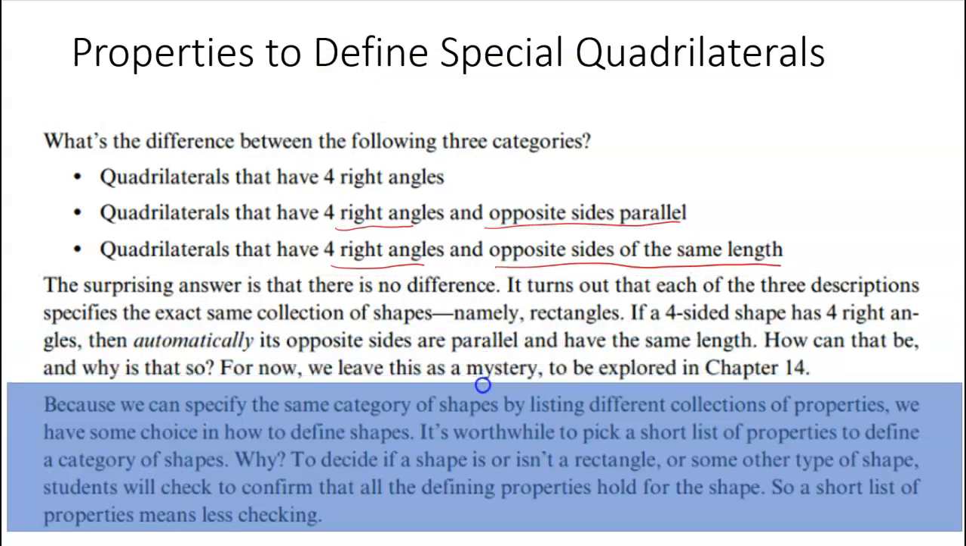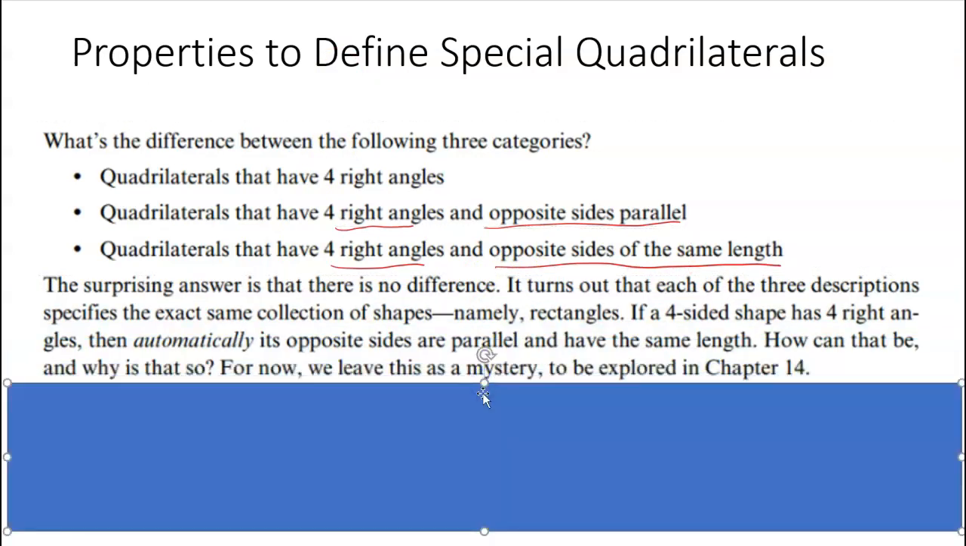The answer is there is no difference. It turns out that each of these descriptions is the exact same collection of shapes: rectangles. If a four-sided shape has 4 right angles, then it automatically has opposite sides that are parallel and the same length. How can that be, and why is that so? Well, that'll be uncovered later.